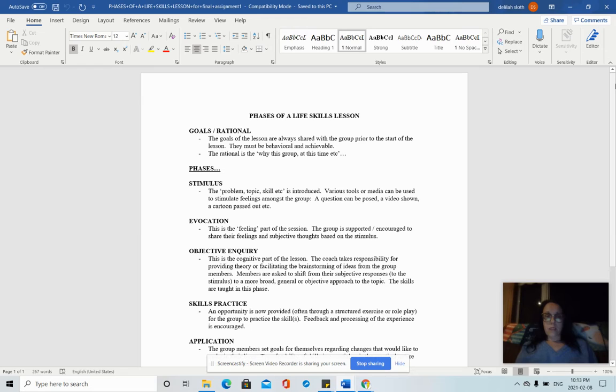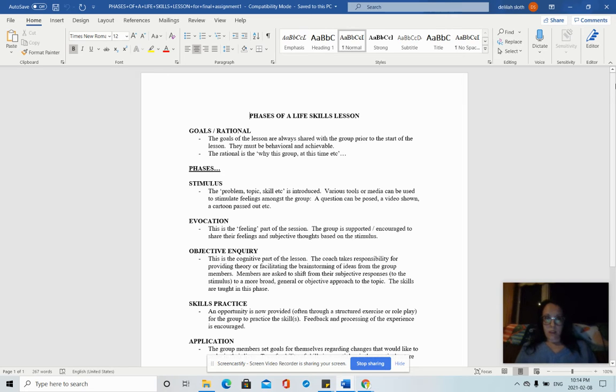It starts with the goals and rationale section, where we state the goals of the lesson, which are shared with the group prior to the start of the lesson. They have to be achievable, and the rationale is why this group at this time. So, what's in it for me? Why am I learning this? The goals and rationale should be posted visually, and I will give you an example of this in a little while.